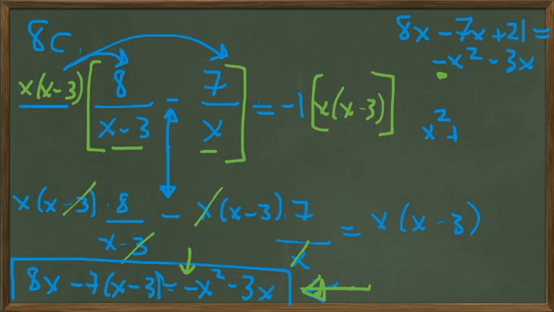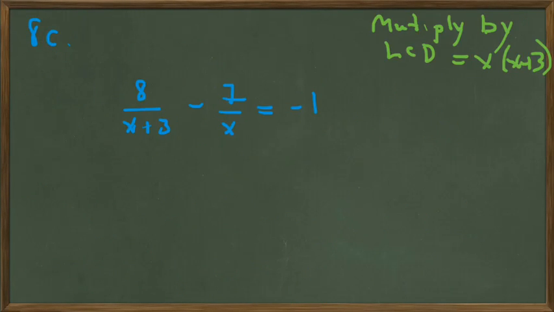Okay, I've just noticed that I've got another error in copying the problem over. This denominator should have been x plus 3, so I'm going to start over on the next blackboard. So we're still going to multiply both sides by the LCD of the denominators on the left. That is x times x plus 3, and we're doing that on the left and the right.